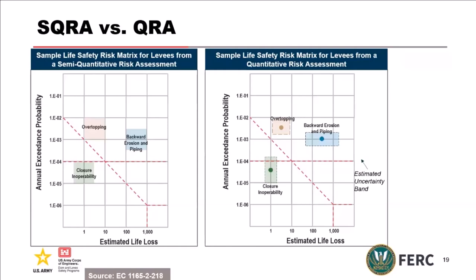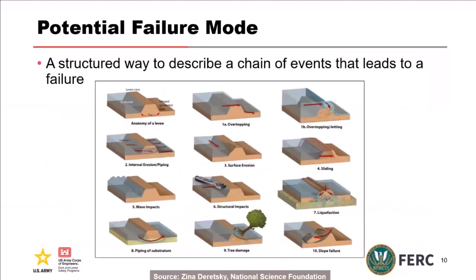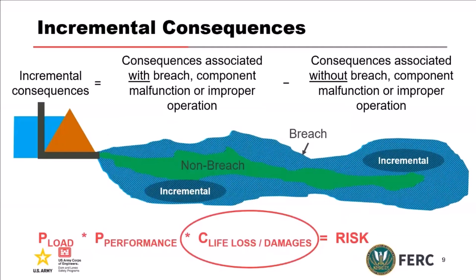I was a little confused on the description of the incremental consequence. Somebody else had mentioned this too. I thought the incremental was the extra that you would have over and above what it would be without the dam or the levee, as opposed to your expected flow that you're passing through. I think that's when you're deciding whether to build a structure or not, and you're looking at the risks with and without the dam.